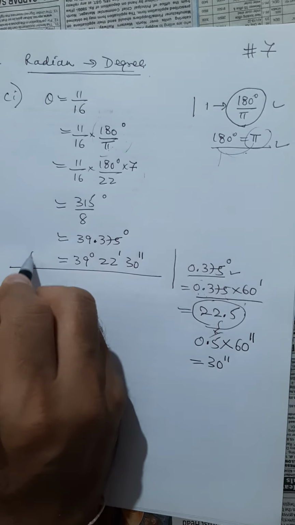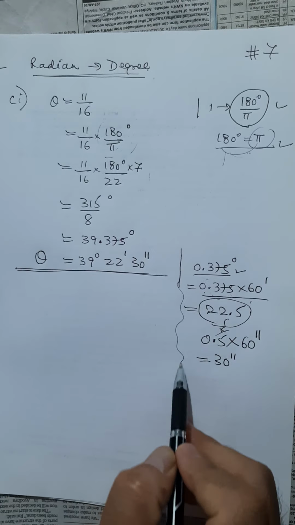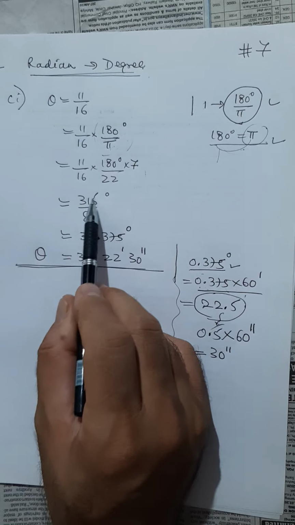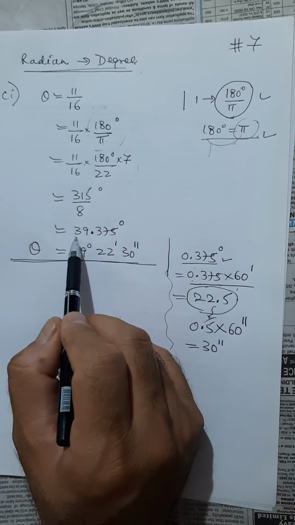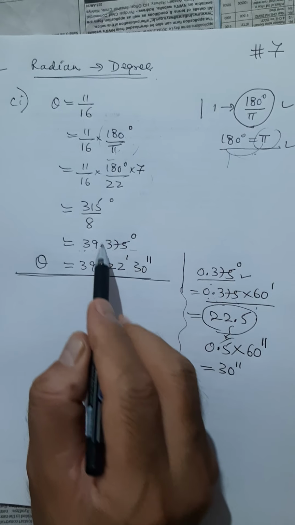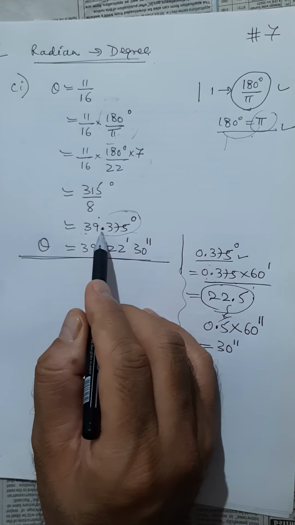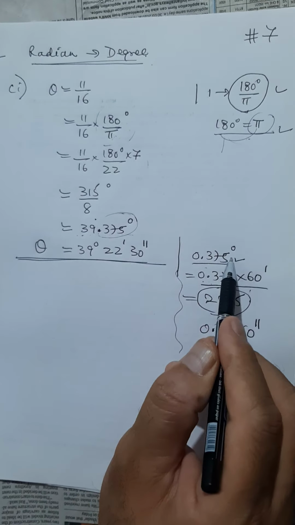This way you can do it. It's just use of a calculator. I repeat this: 315 by 8 degree. If you use a calculator, you will get 39.375 degree. So 39 degree, and after the decimal point you are getting 0.375.